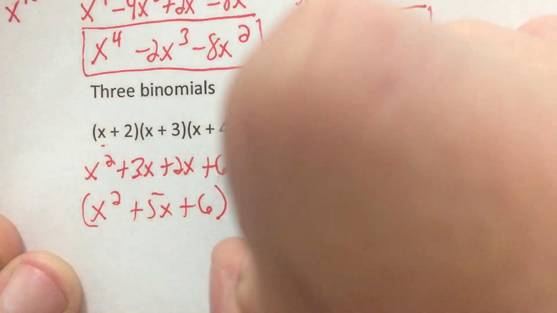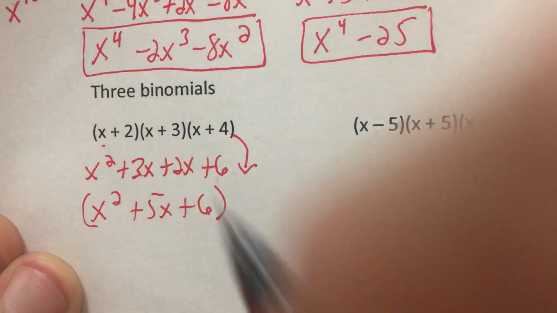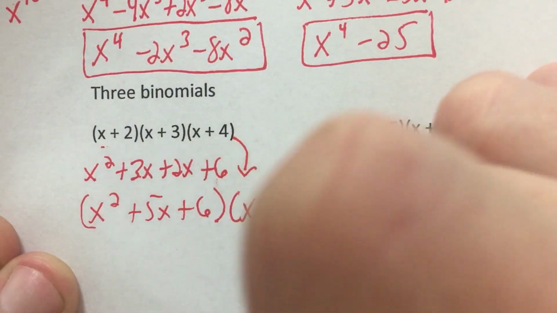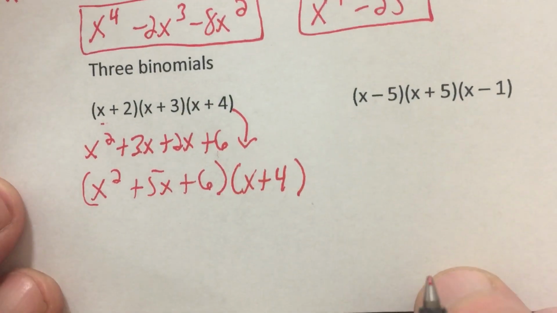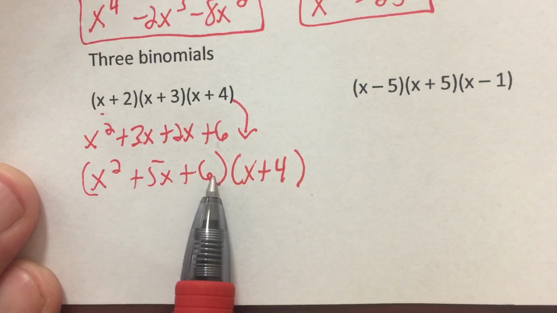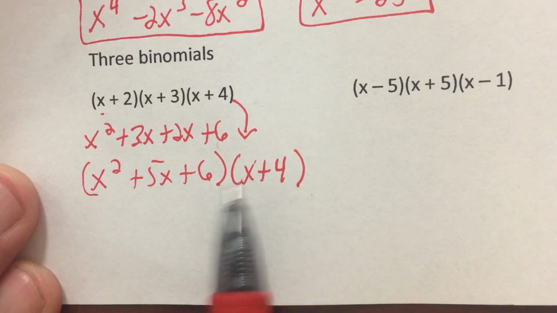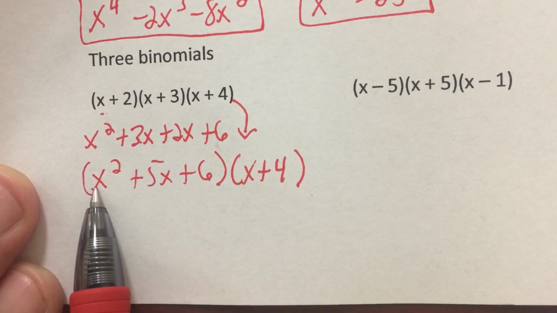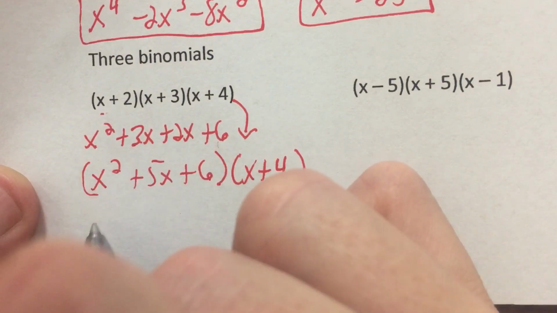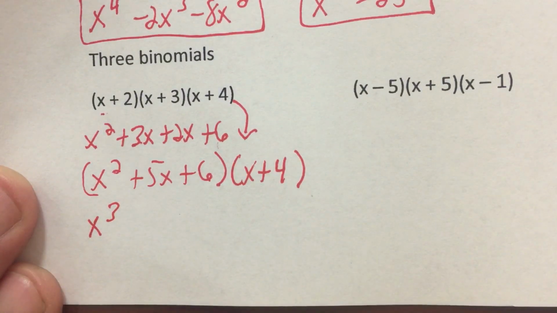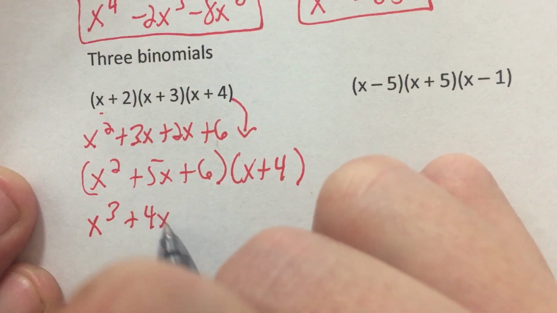Put that back in parentheses. Drop down that third binomial, the x plus 4. And now we're going to multiply again. Every single term in the trinomial here has to multiply both of these terms in the binomial. So x squared multiplies x and gives us x to the third power. X squared multiplies the positive 4 to give us a positive 4x squared.